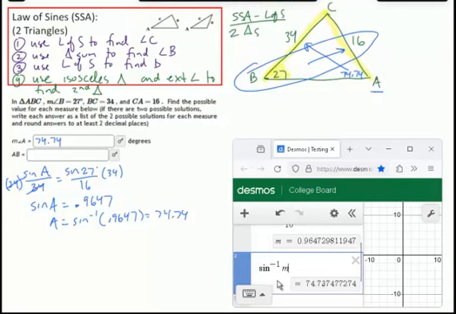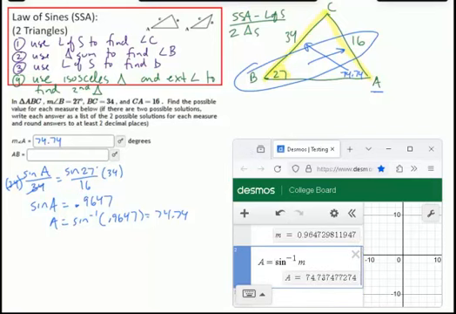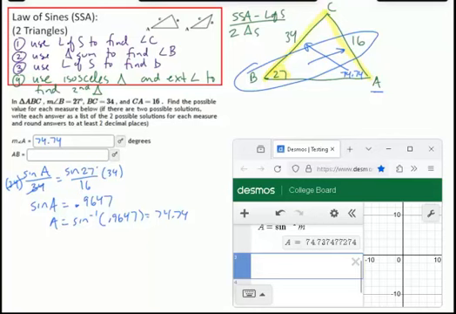So I am going to call this angle A. And my angle C is going to be 180 minus my given angle of 27 minus the angle I just calculated. And so what I see up here is this is going to be 78.26 for my angle measure.